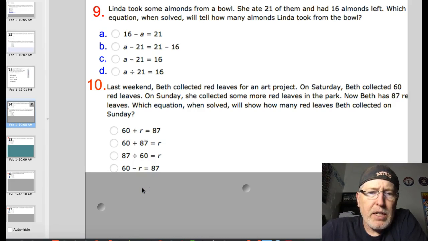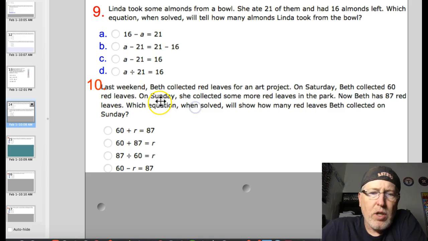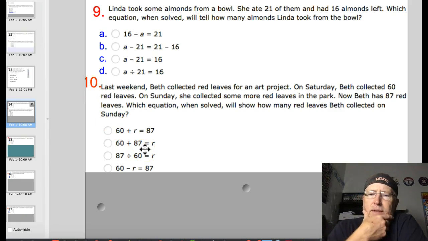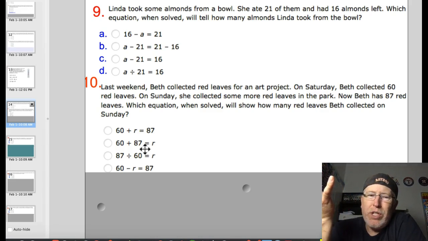Last weekend, Beth collected red leaves for an art project. On Saturday, she collected 60 red leaves. On Sunday, she collected some more red leaves in the park. Now Beth has 87 red leaves. Which equation, when solved, will show how many red leaves Beth collected on Sunday? Well, let's think about that. Go ahead. So if she has 87 total and she got 60 on Saturday, you just subtract, right?